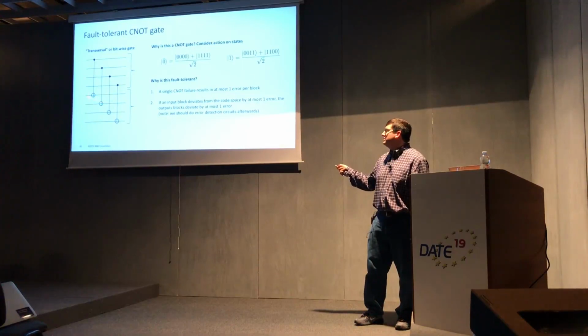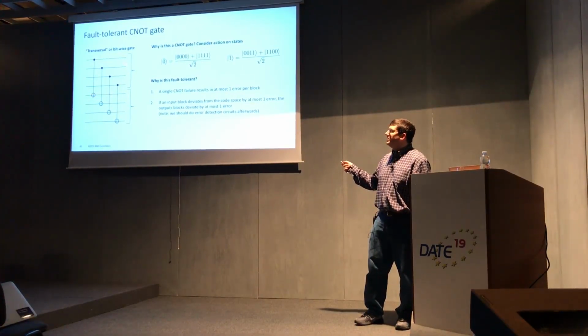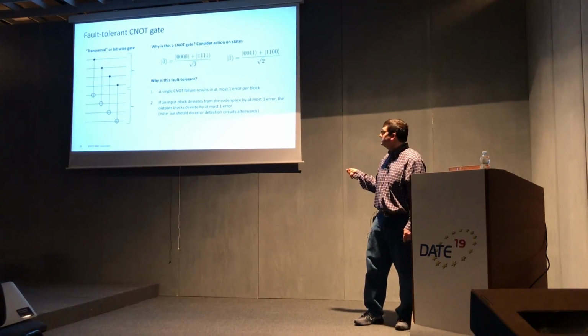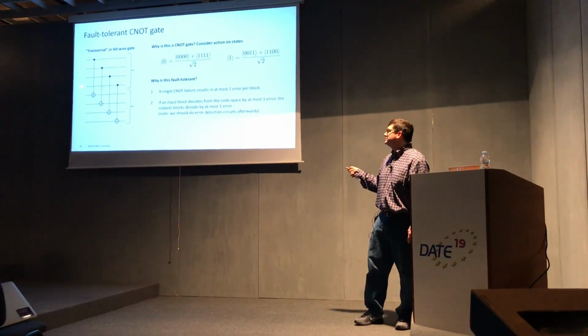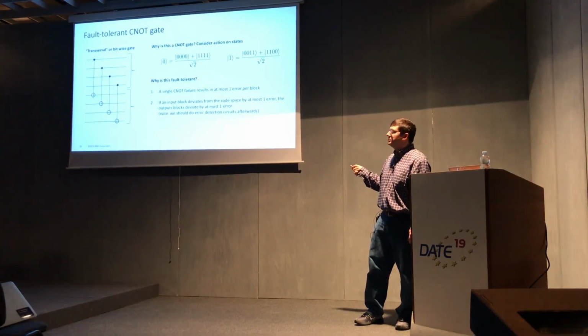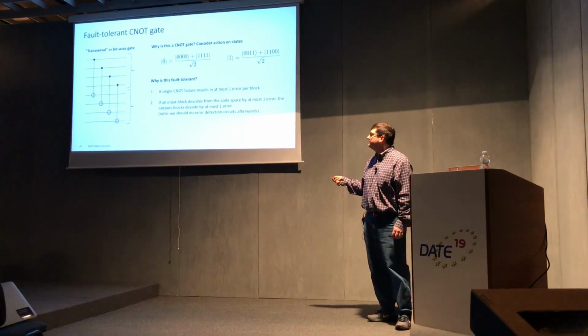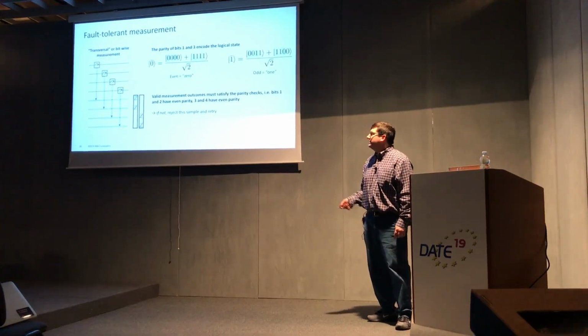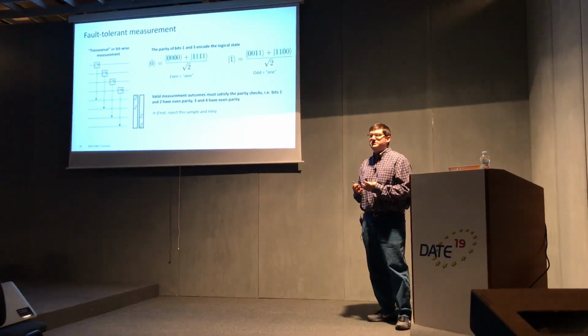Why is it fault tolerant? Well, if a single C0 gate fails, it can leave at most 1 error in each block, which we can detect. Okay, that's the main idea. Also, if an input block deviates by 1 error, then we propagate that to at most 1 qubit of the other block. Okay. All right. And finally, how do we do a fault-tolerant measurement?